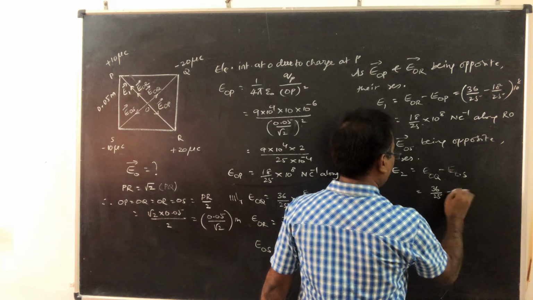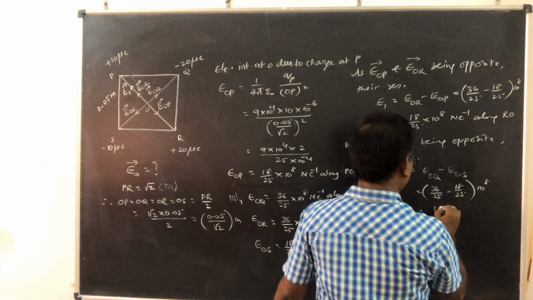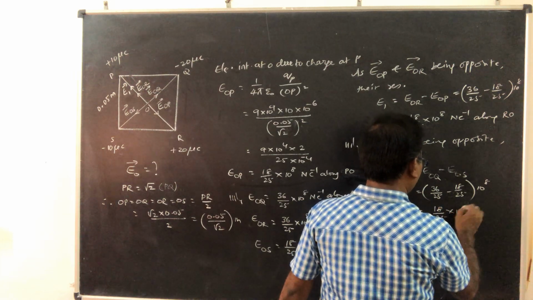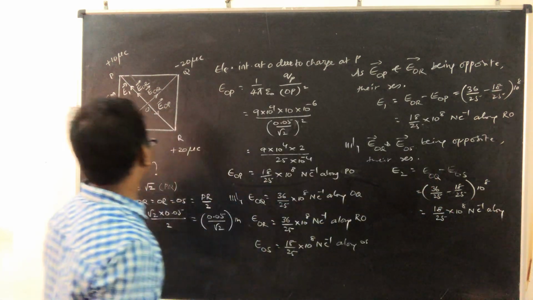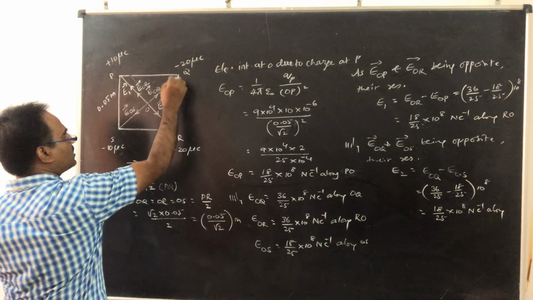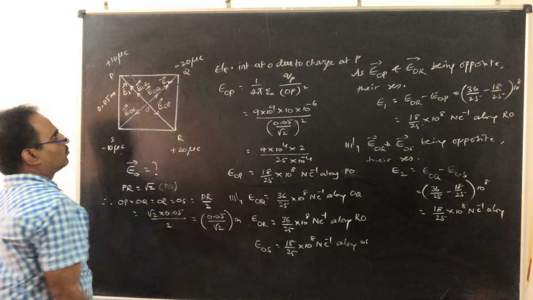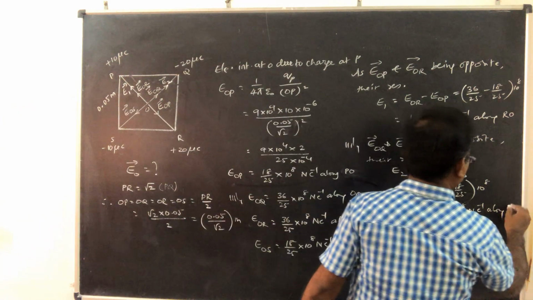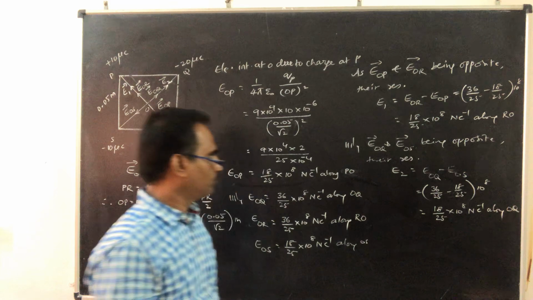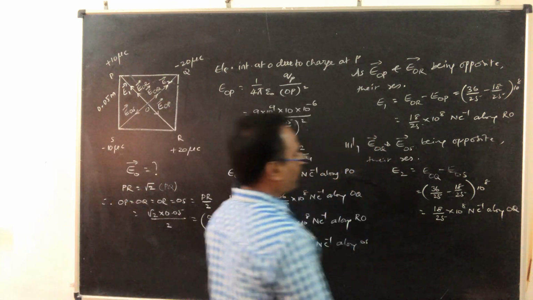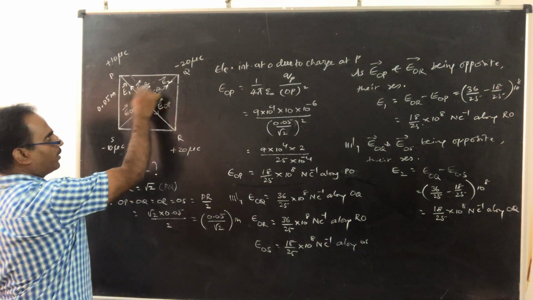that is 36 by 25 minus 18 by 25 in 10 to the power of 8. So this is 18 by 25 in 10 to the power of 8 Newton per Coulomb along. This being stronger, it is in this direction. This is E2. That is along OQ. Now, 4 electric fields, they have been reduced to 2, E1 and E2.